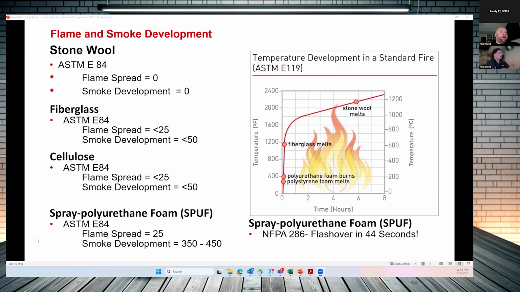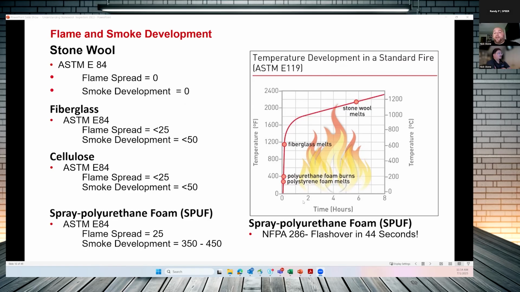And I know a lot of folks down in your region like the spray foam idea, but when it comes to fire protection, this is something to really consider and think about. They max the machine out at 25 feet, so that full 25-foot chamber does have flame spread and has a smoke development of 350 to 450 parts per million. So it's substantially more than the other insulations that are listed here.